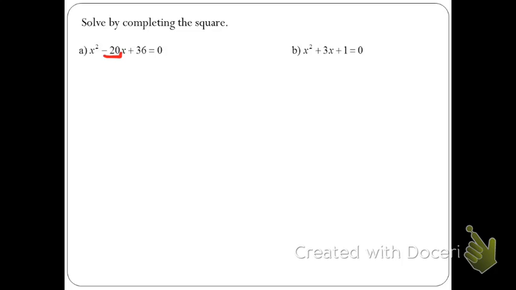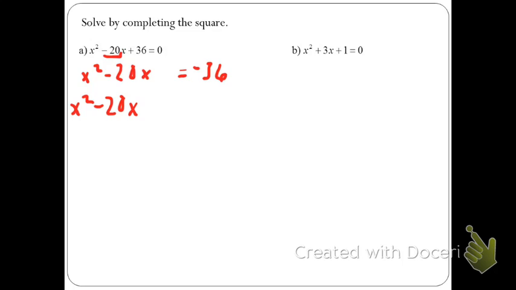Alright, so what happens if you have a non-perfect square on the side of the equation where the variable is? Well, what we're going to do first is get the constant term on the opposite side of the equation from the linear term and the quadratic term, like that. So subtract 36 from both sides. Then we're going to figure out what we would add to x squared minus 20x that would make a perfect square. Well, you already know that's going to be 100, because you take half of negative 20 and square it.